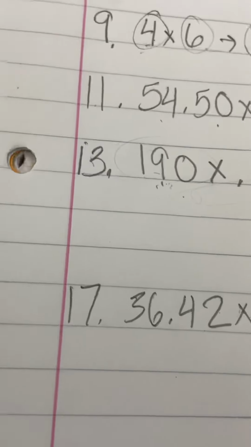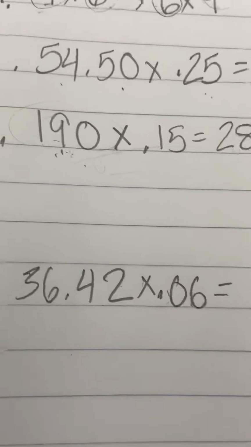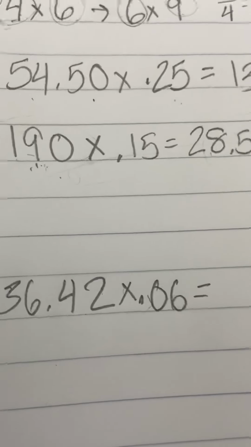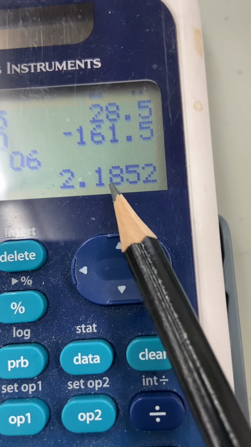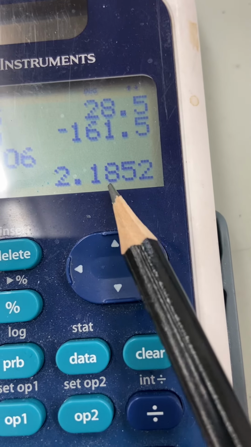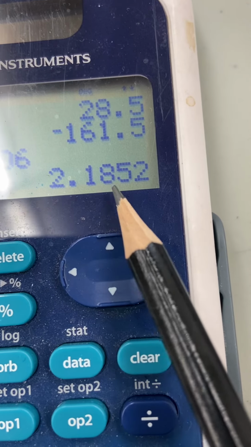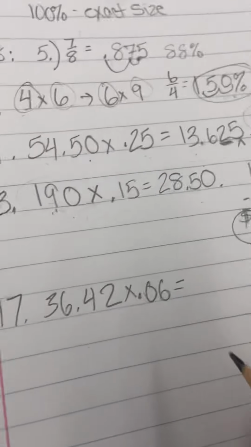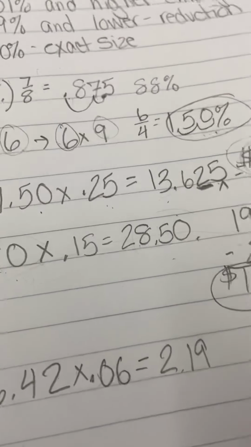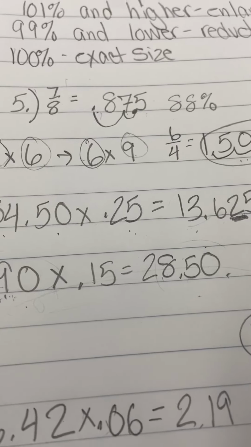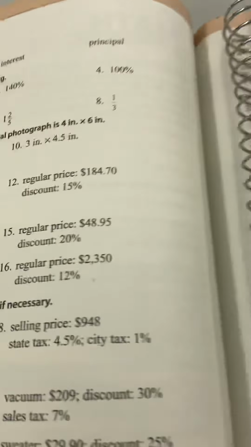36.42 times 0.06 equals, now this is money, so I have to round to this place, I round up. So it's $2.19 for 17. $2.19, that is the sales tax. Okay, you do the same thing for 18.